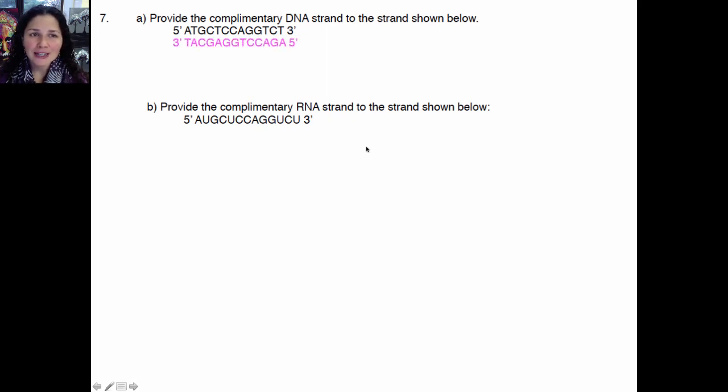This is what it would look like. Here I start from the 3' end of the complementary strand. For every A, I write a T, for every T an A, for every G a C, and for every C a G, until I reach the end of the strand.